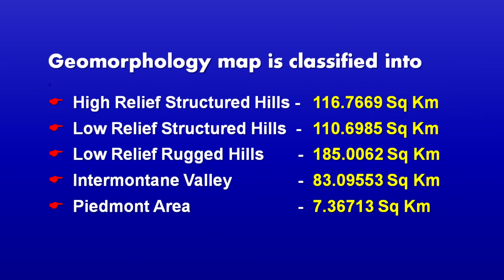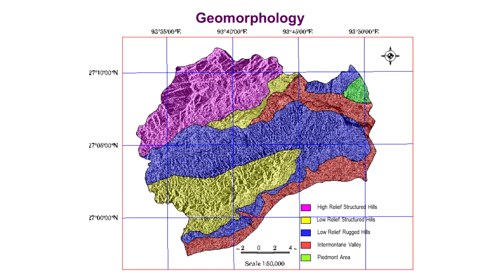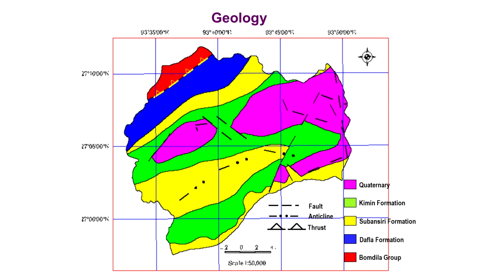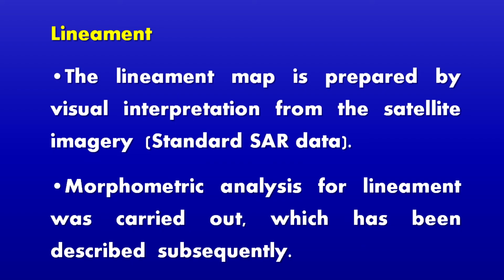Geomorphology map is classified into high relief structured hills, low relief structured hills, low relief rugged hills, intermontane valley and Piedmont area. Now, this is the thematic map of the geomorphology, where different categories have been shown. Now, this is the geology of the area, where we have the quaternaries, the Kimin formation shown with the green color, Subansiri formation by the yellow color, Dafla hills with the blue color and Bomdila group of rocks by the red color. Likewise, we can see the thrust and faults also in the area.